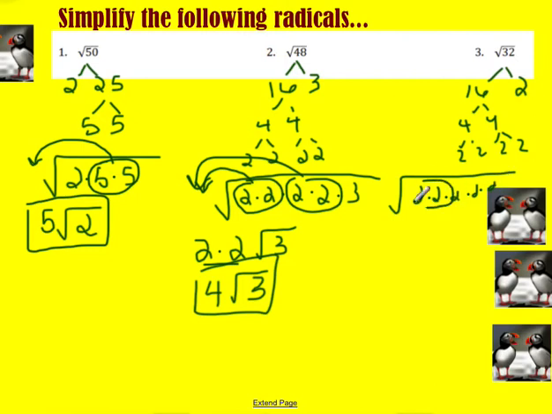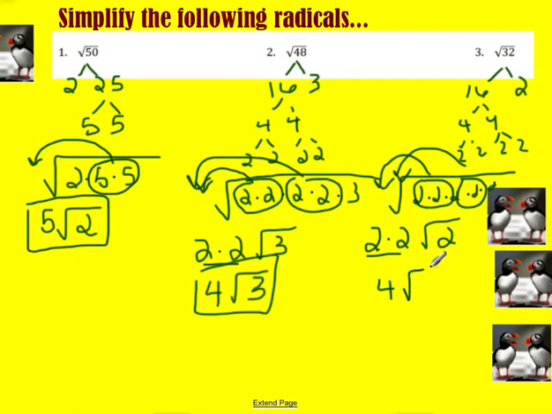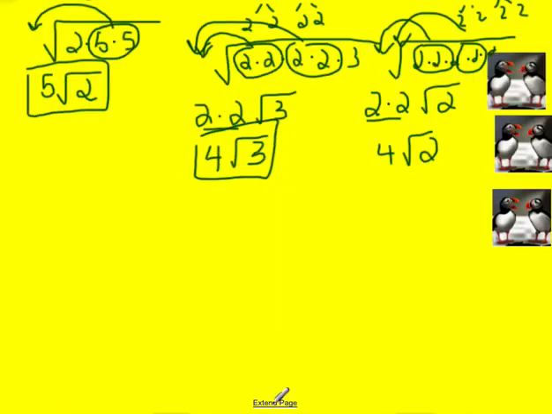So I have one pair of 2s and another pair of 2s. Each of those, because they have a pair, can break out. So then I have 2 times 2, and then left underneath the radical is that lonely 2 that didn't have a partnership, that poor sad little 2. Then we multiply what we took out on the outside. So 2 times 2 is 4, and then you're left with the square root of 2.